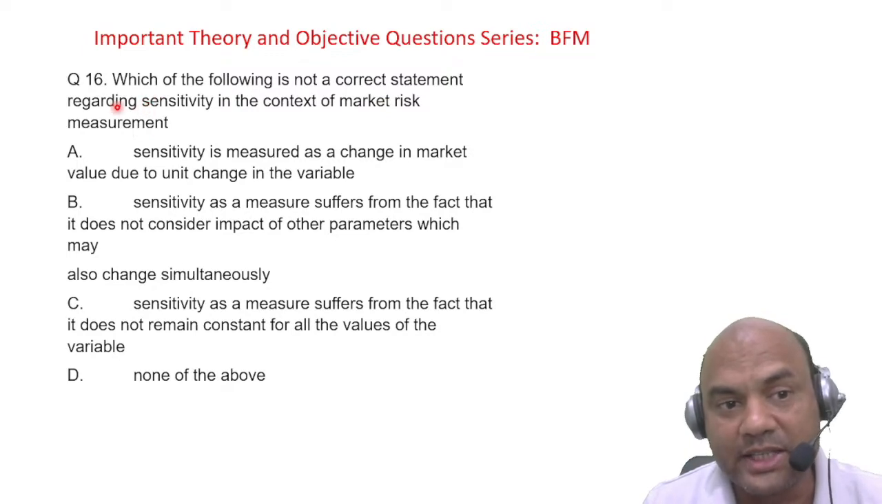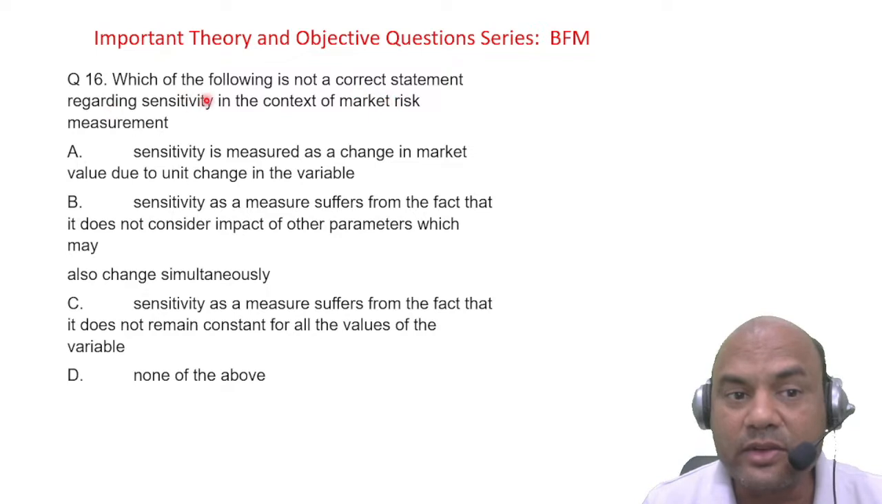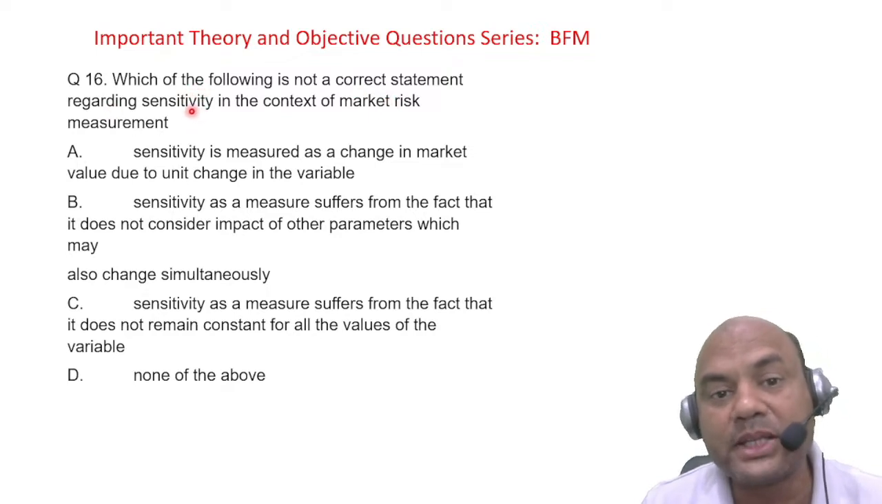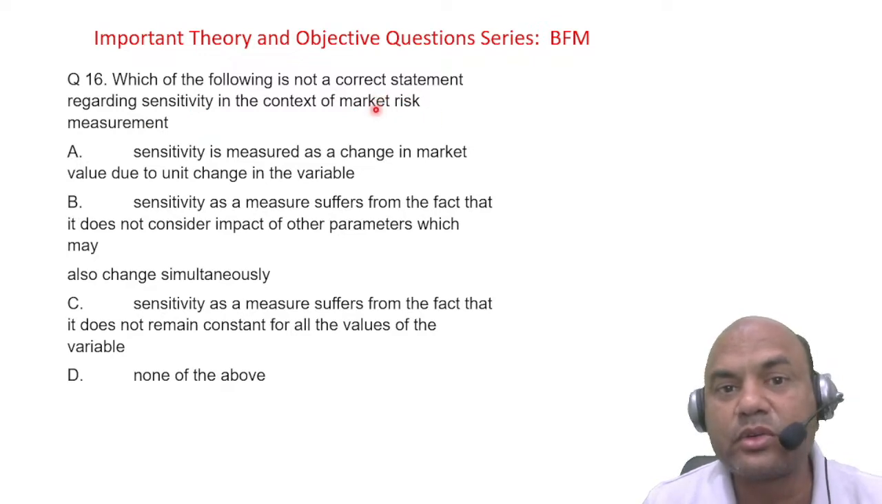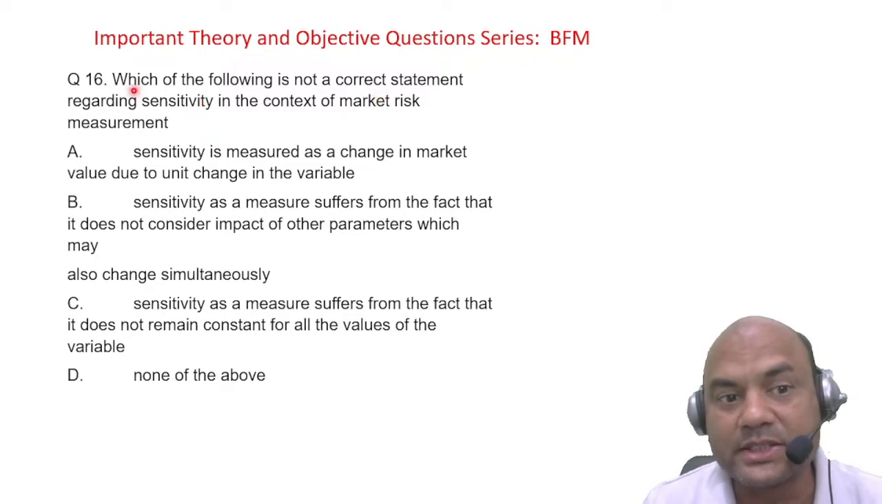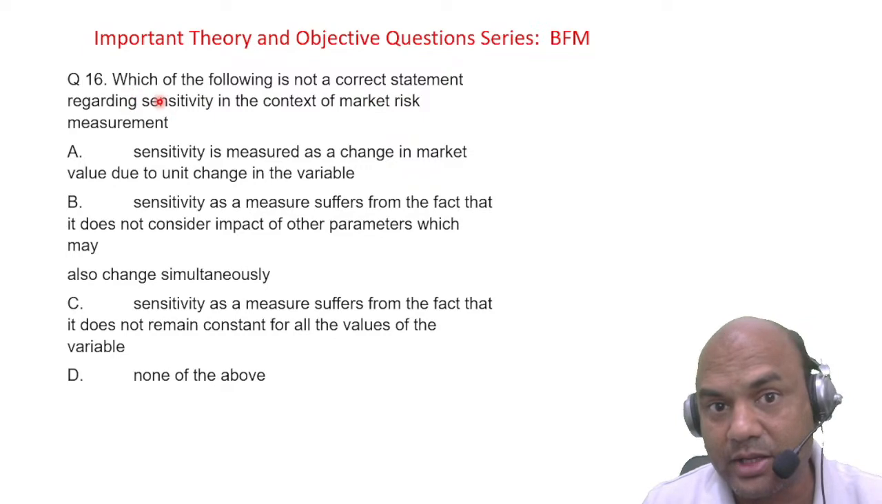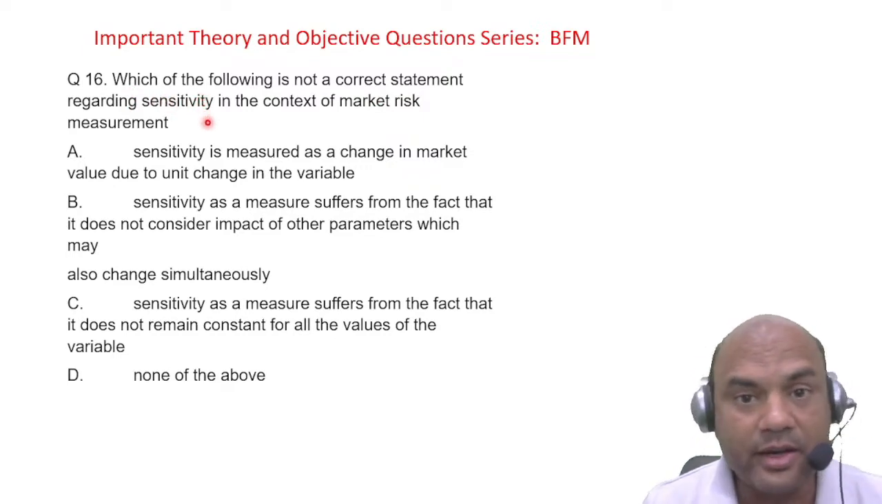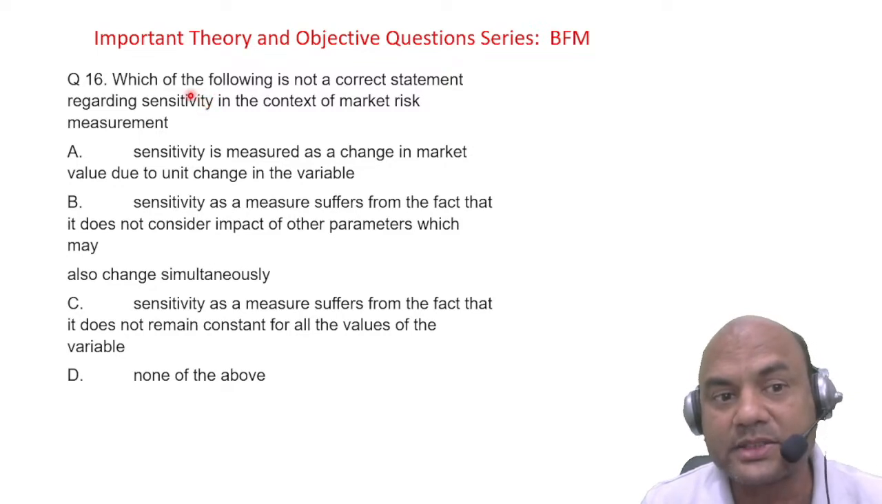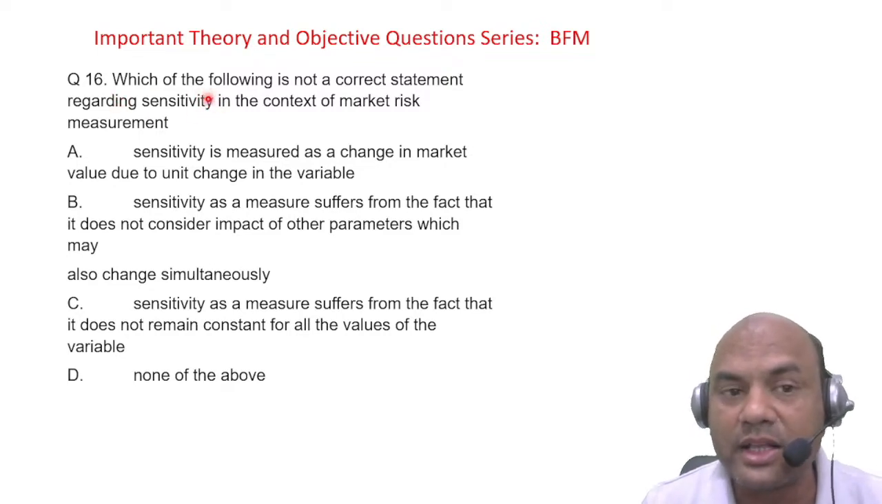Now look at this, sensitivity and market risk. What is sensitivity? Sensitivity is a measure of market risk. Market risk is measured in two forms. One is sensitivity, and second is the duration approach. In paid classes, I take all these parts in detail.